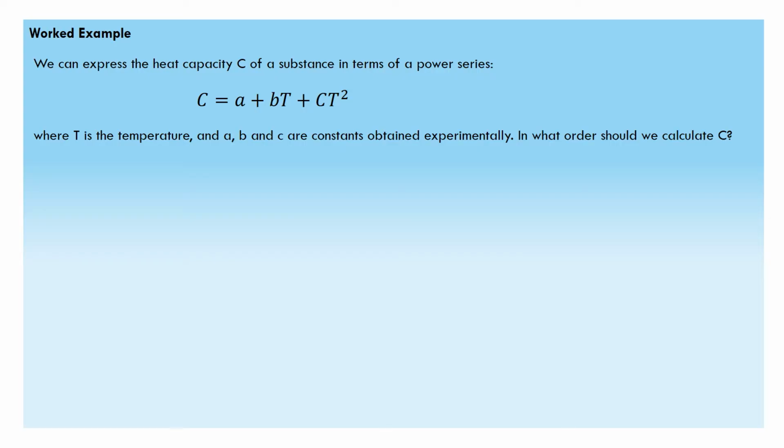So let's have a look at a worked example. We can express the heat capacity C of a substance in terms of this power series here: C equals A plus BT plus CT squared. Here T is the temperature, A, B and C are experimentally determined constants, and C is the heat capacity that we're trying to calculate.